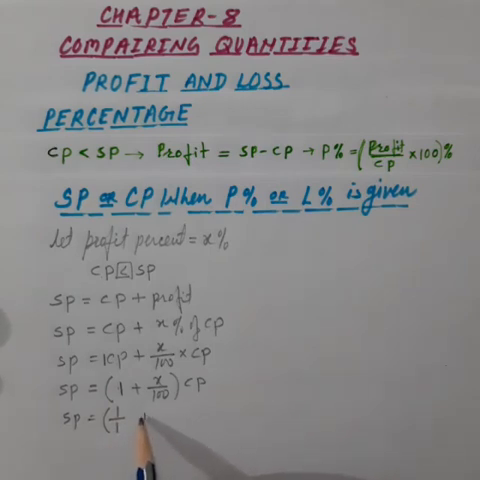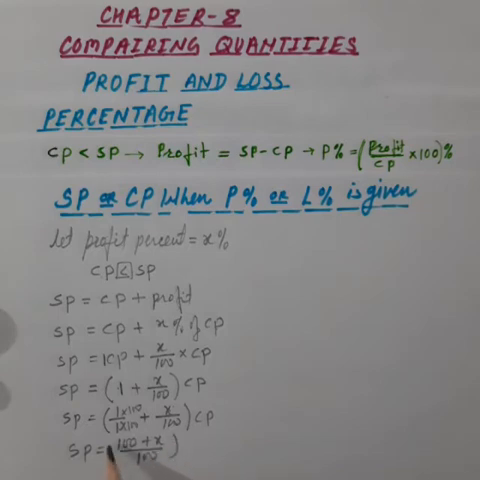But for adding, again we want the denominators the same. So we have to make the denominator same. Here it is 100. This also we have to make 100. So multiply both numerator and denominator by 100. We get 100 by 100 plus X by 100. Denominator is the same, so we can add the numerators. Numerator is 100 plus X, and denominator is 100. And cost price is taken common.